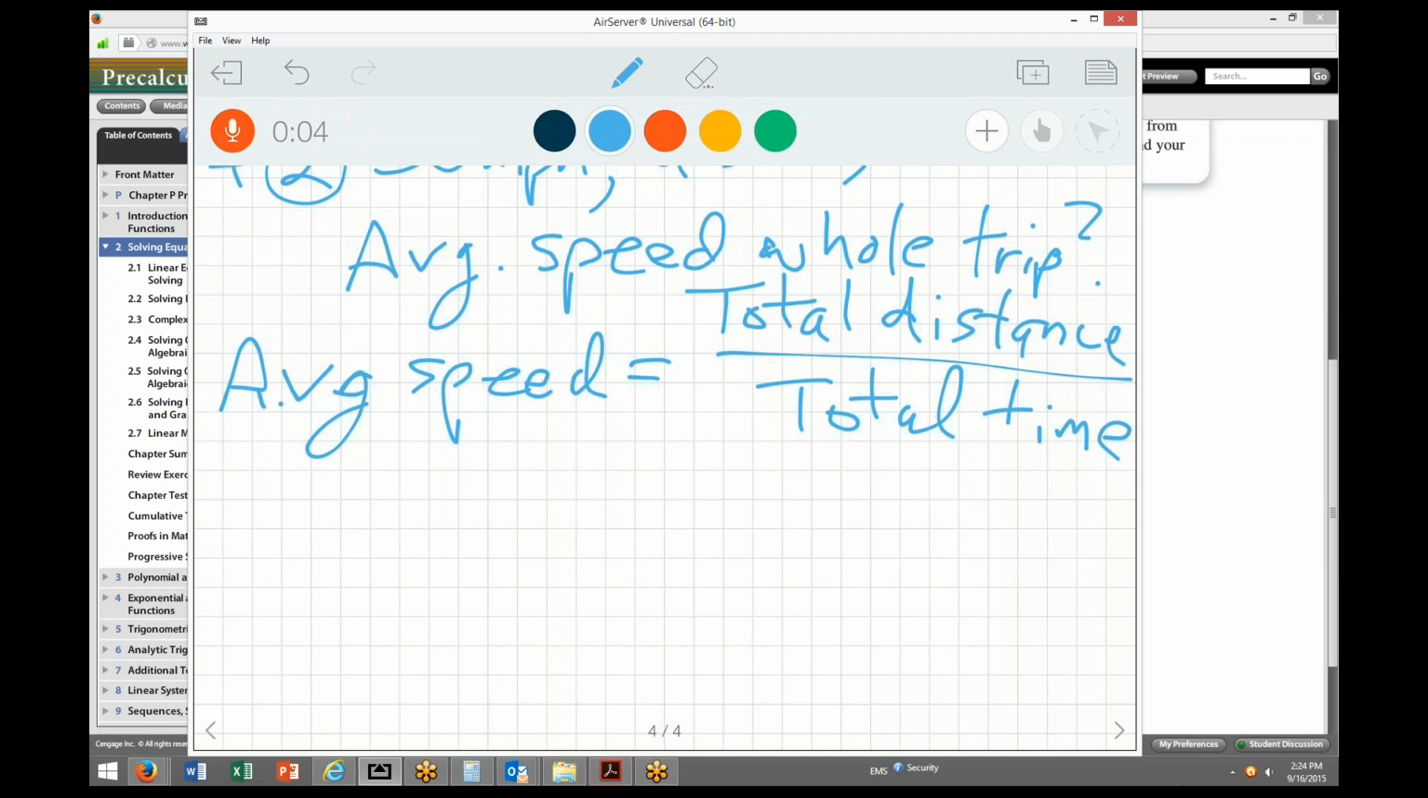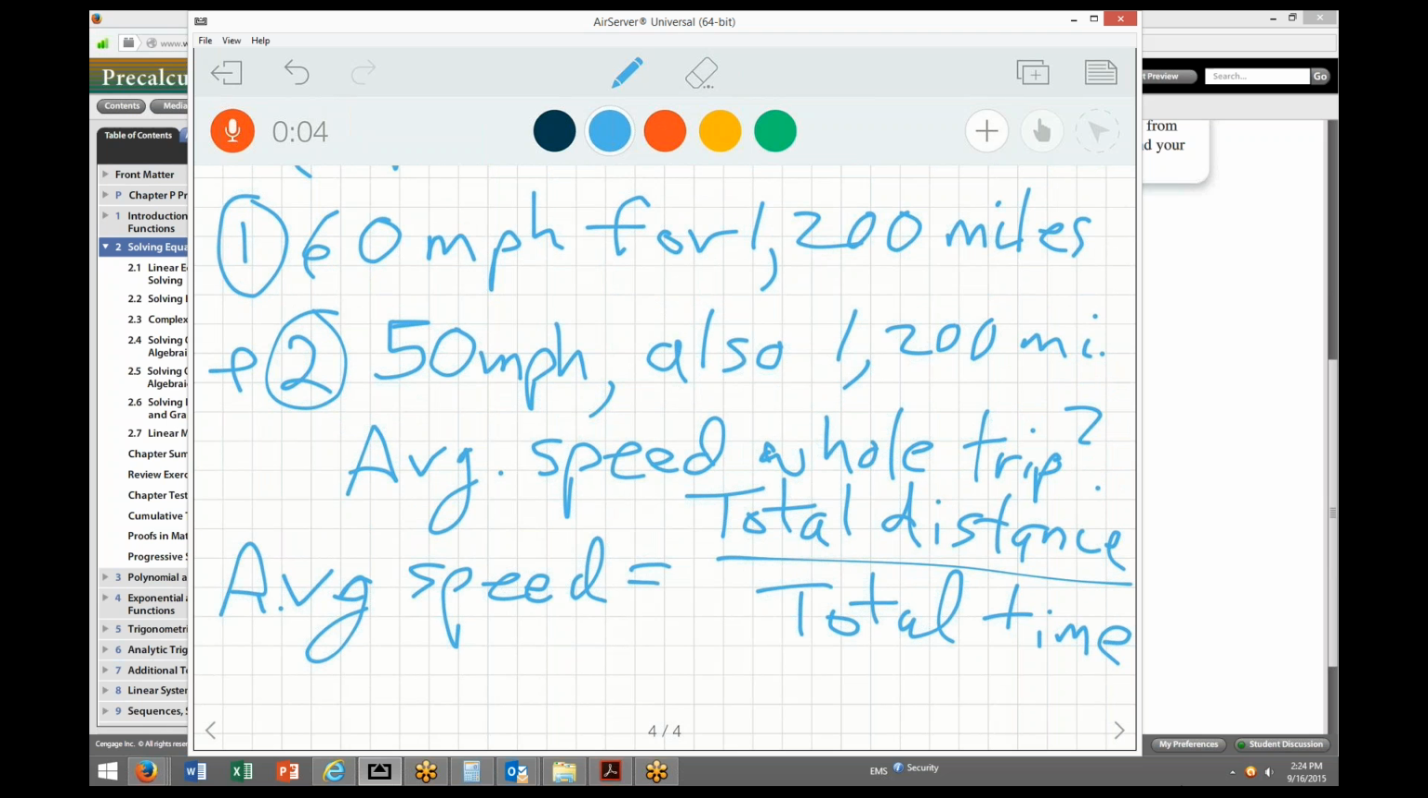And 3,000 divided by 60 comes to 50, which means the average speed for the entire 3,000 mile trip that took 60 hours was 50 miles per hour. Well, that's what we want to find for this situation, where it was 60 miles an hour for the first 1,200 miles and 50 miles an hour for the second 1,200 miles. And like I said, most of us, our instincts want to say, well, halfway in between 60 and 50 is 55. That's the average. Well, let's figure this out.